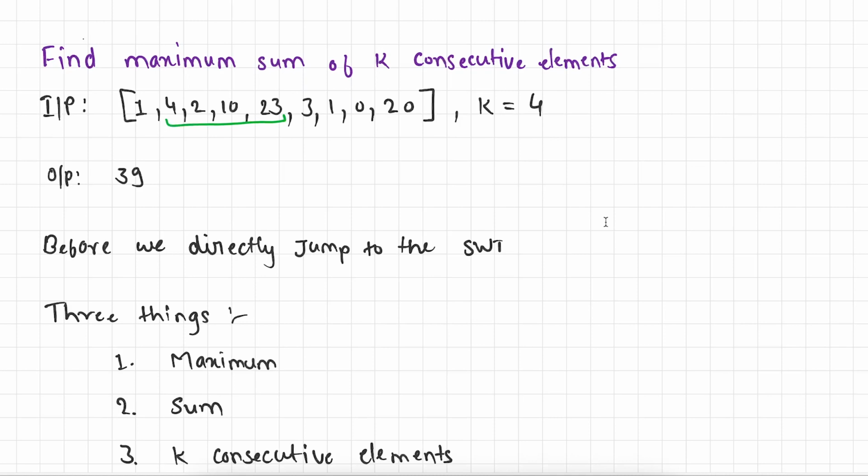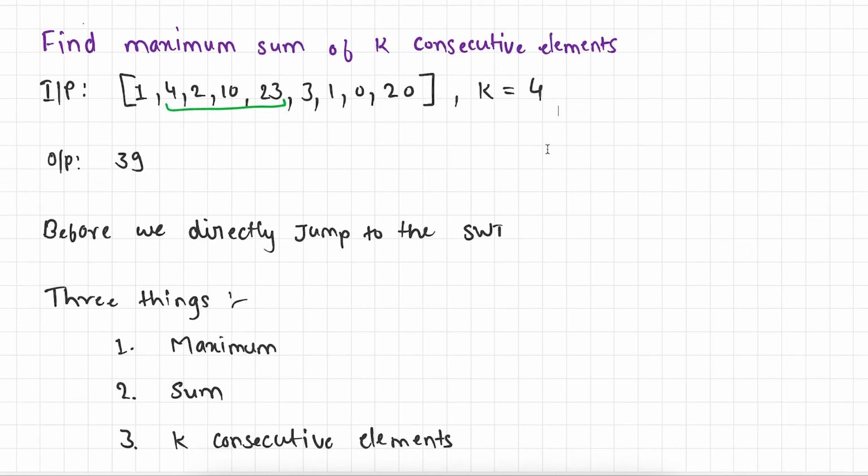Alright, let's begin this video with this problem. The problem is: find the maximum sum of k consecutive elements, where the array is given as 1, 4, 2, 10, 23, 3, 1, 0, 20 and the value of k is 4. Well, why am I talking about this problem? I was supposed to explain the sliding window technique, right? For your information, we are going to use this problem throughout the video to understand the sliding window technique.